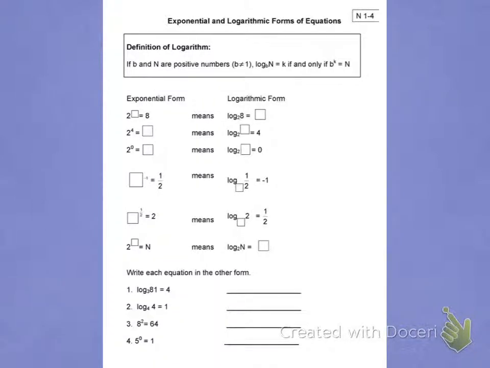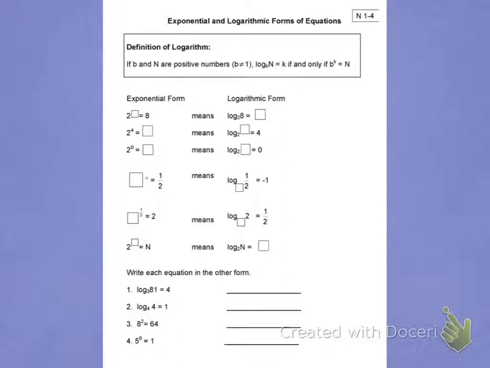All right, here we have exponential and logarithmic forms of equations. And so we're going to start out working with putting things back and forth from exponential form into logarithmic form.